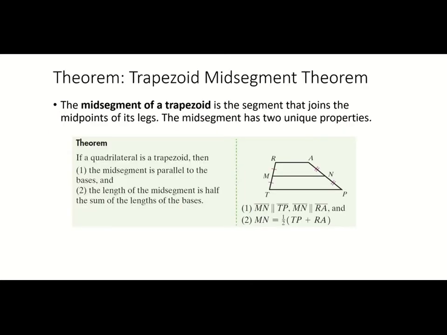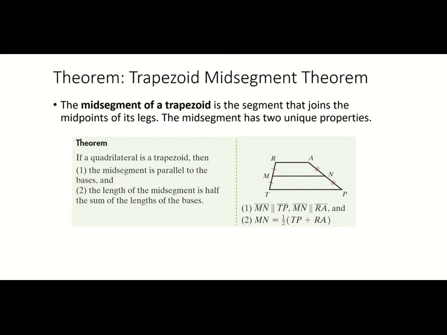All right, previously we talked about the midsegment of a triangle. Now we're going to look at the trapezoid midsegment theorem. The midsegment of a trapezoid is the segment that joins the midpoints of its legs. The midsegment has two unique properties. It's going to be parallel to both bases, and just as in the triangle, the length of the midsegment is half. Now this time, though, it's half the sum of the lengths of the bases.